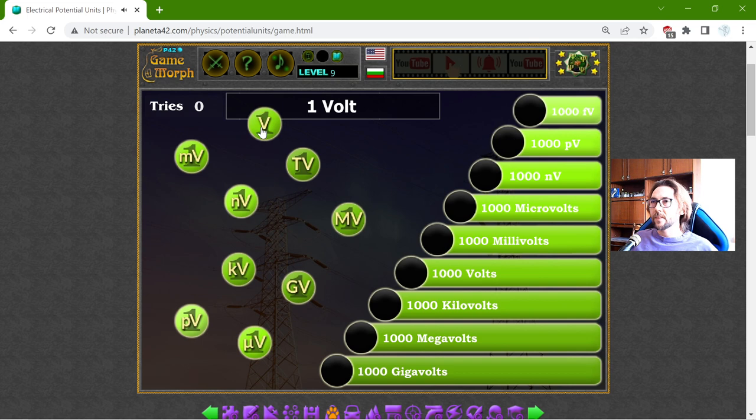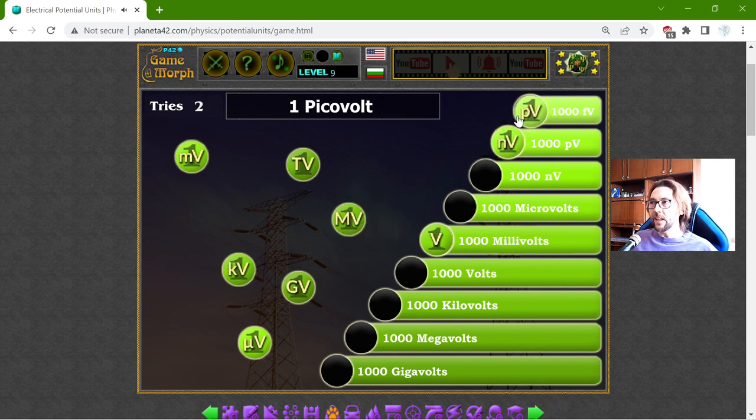And so, again, 1 volt should be equal to 1000 millivolts. They are the same like the previous. So, 1 nanovolt should be equal to 1000 picovolts. 1 picovolt should be equal to 1000 femtovolts.